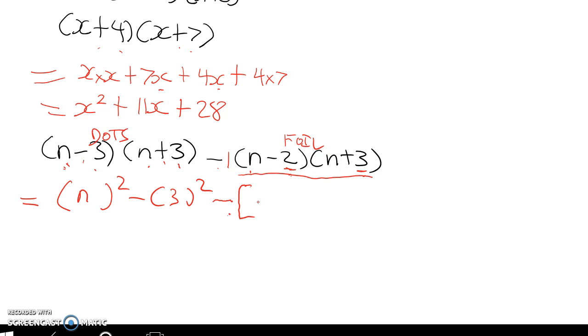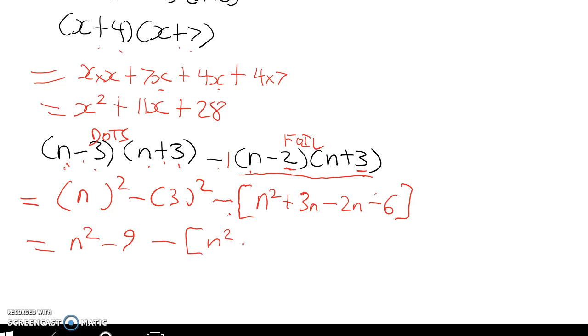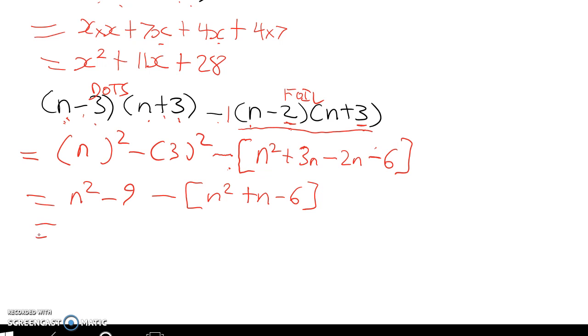Okay, so if I just use FOIL on this, similar to before, I'll get a positive 3n and minus 2n, negative 6. Then I'll just simplify the first bit, and I just want to collect like terms before I move forward. You can just do these next two steps in one step if you like.